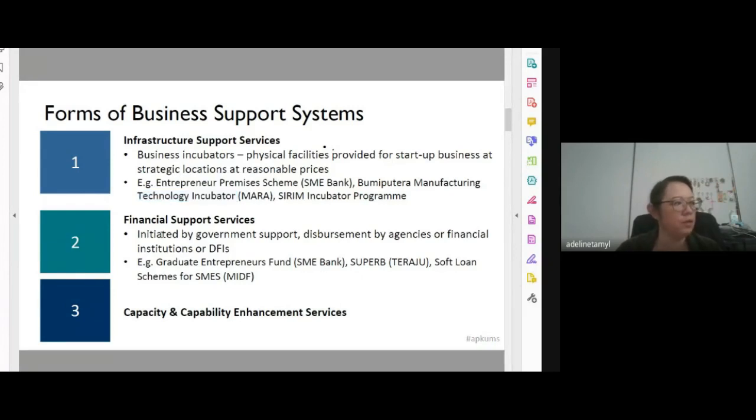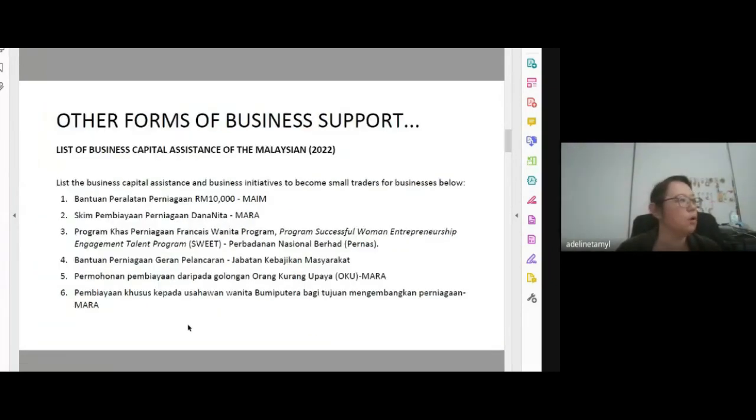And then they have financial support. This is what we know, like grants provided for entrepreneurs, for graduates, for students like you, soft loans, and so on. And they also have training in terms of capacity and capability, services. So there are many, you can look at it.